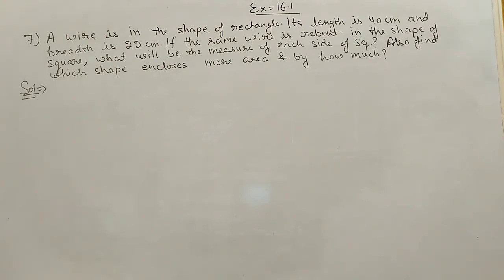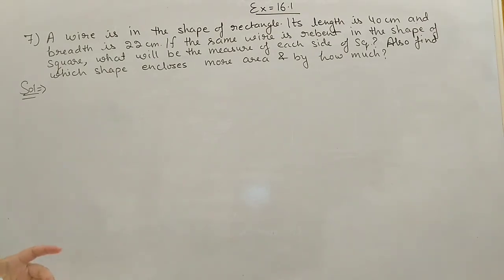Next question number 7. A wire is in the shape of a rectangle. Its length is 40 centimeter and breadth is 22 centimeter. If the same wire is rebent in the shape of a square, what will be the measure of each side of the square? Also find which shape encloses more area and by how much. So when we are rebending the same wire, first we straighten it and then again give it another shape. In this type of problem perimeter will be same, because only the boundary we are straightening and again rebending.